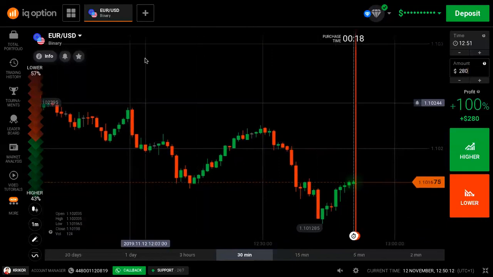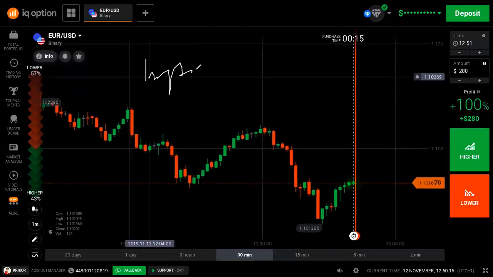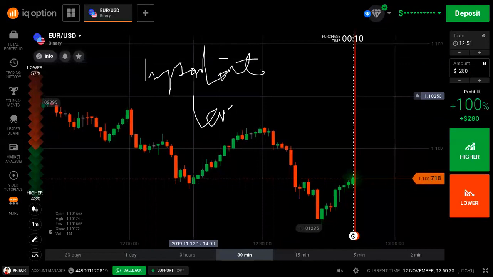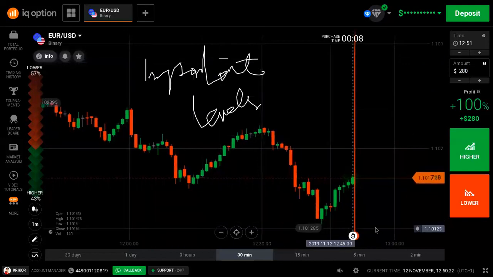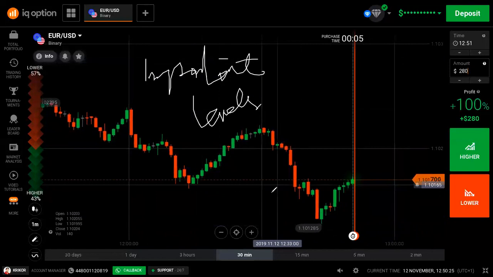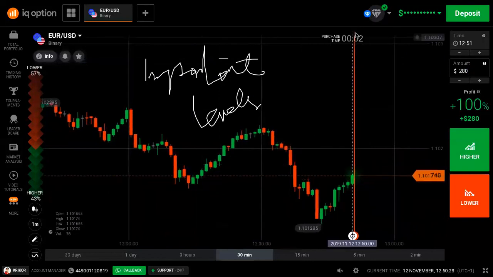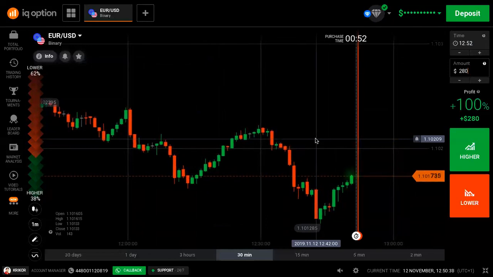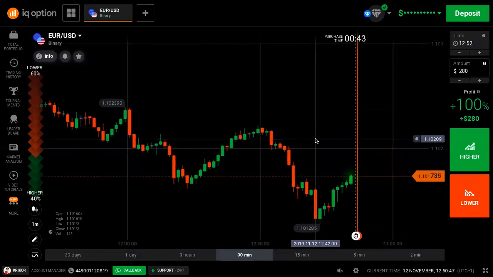Important levels. Now, why do we want to do important levels? Because these levels are very, very important in the market. So in our market, we react at those levels. Some of those levels they have taught you before, but I need to still mention them.